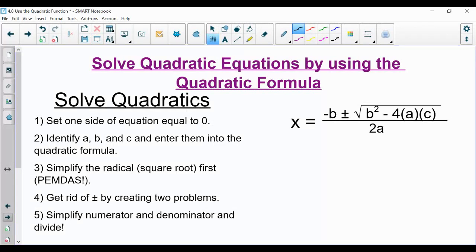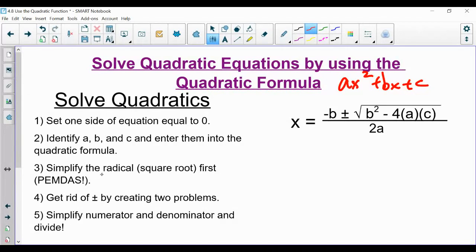I have some steps here for us. In order to use the quadratic formula, one side has to be set equal to 0. So step 1, set one side equal to 0. Step 2, identify your a, b, and c. Remember, quadratics are written as ax squared plus bx plus c. So whatever is in front of the x squared is a, whatever is in front of the x is b, and whatever is by itself without an x is c.